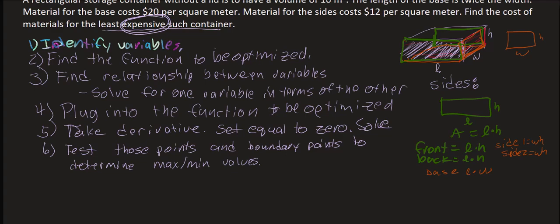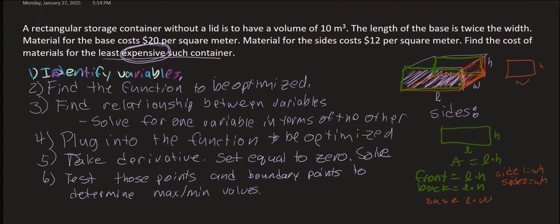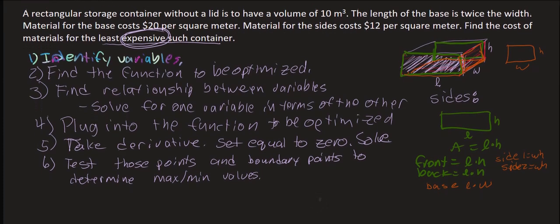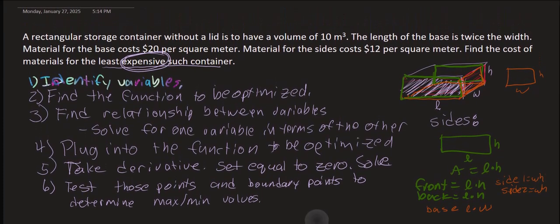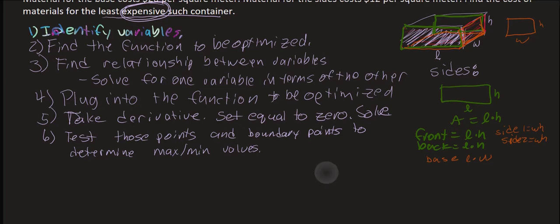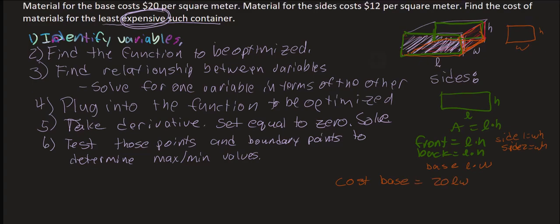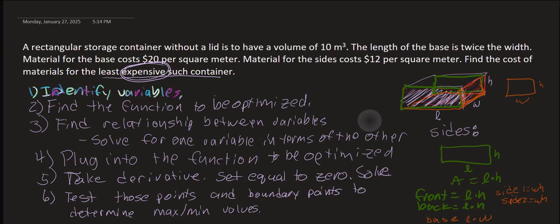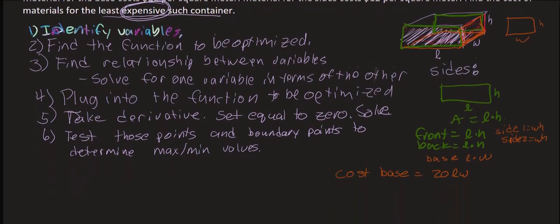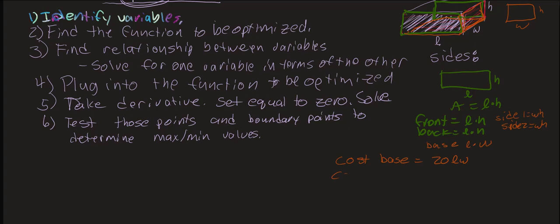Okay, so we have the area of each of the sides and the base. We know the base costs $20 per square meter, so the cost for the base is 20LW. And the material for the sides is $12 per square meter, so the cost of the sides will be $12 times the area of all the sides.